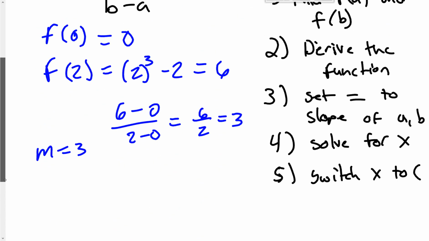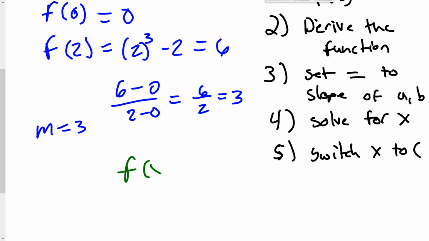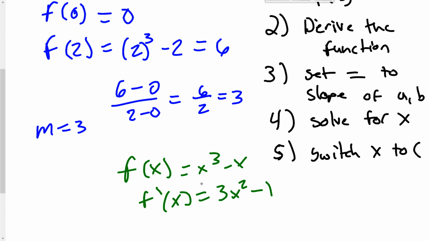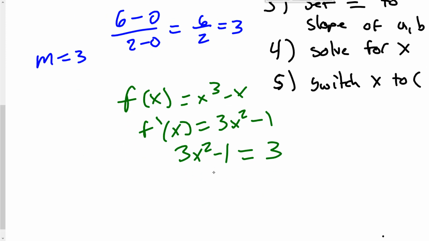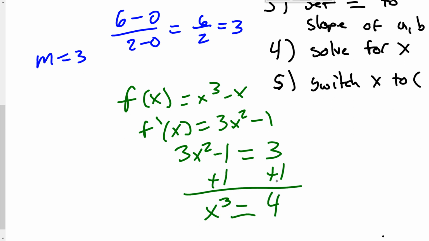So here's my function, x cubed minus x. Derive that: 3x squared minus 1. Then I'm going to set that equal to the slope of a and b. So I'm going to set this equal to my slope, 3. And then I'm just going to solve this equation. I'm just going to add 1 to both sides and divide by 3.